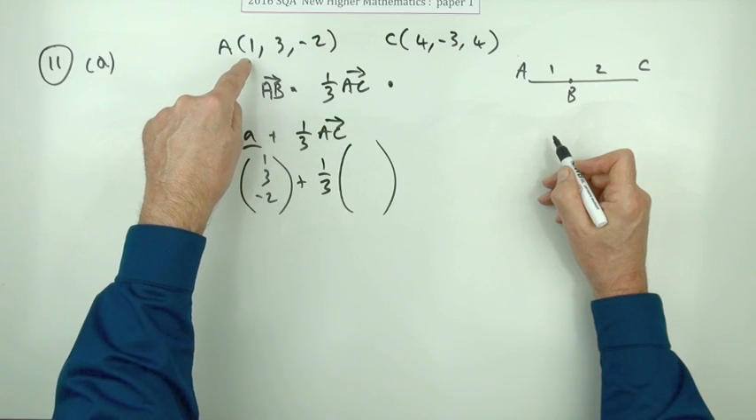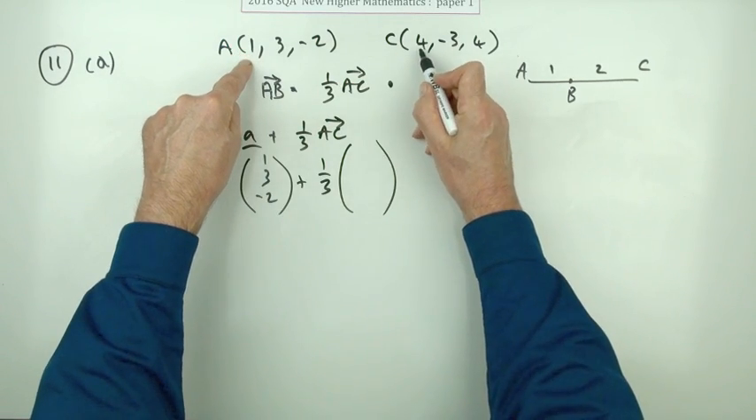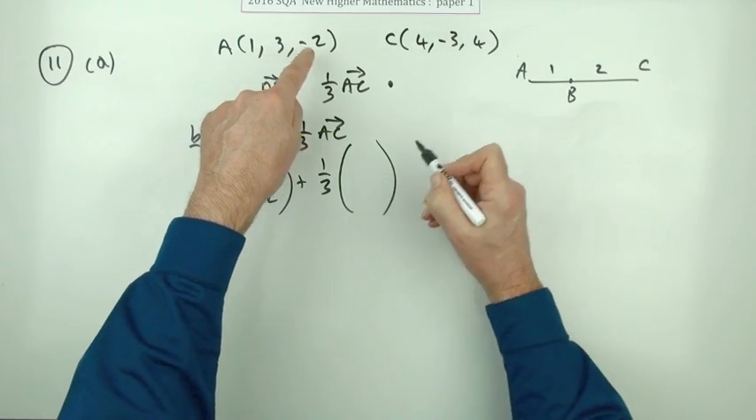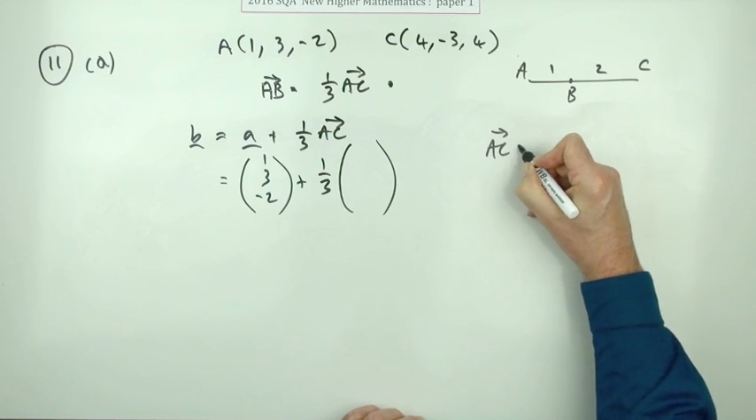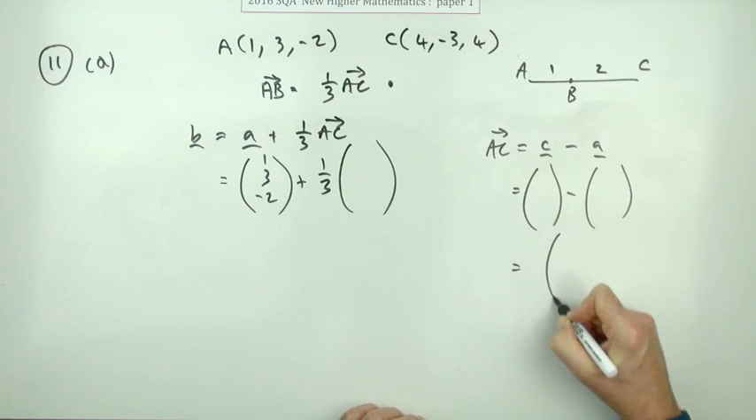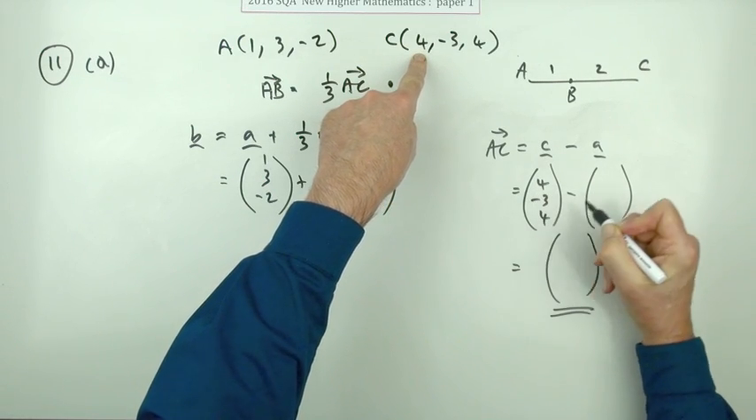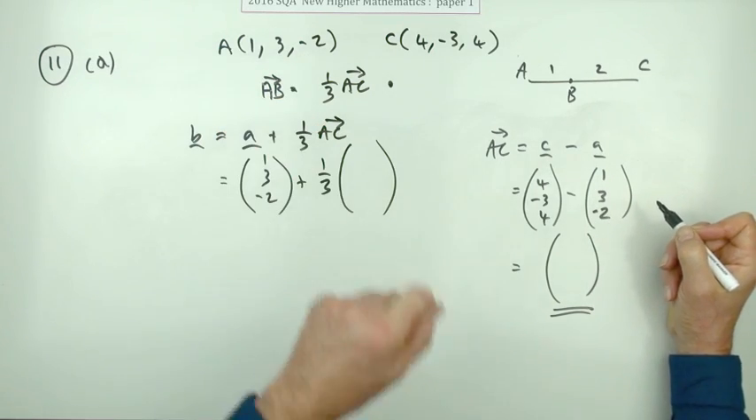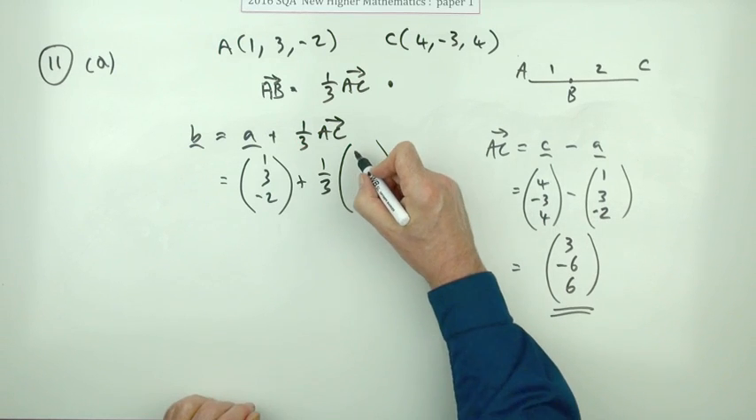Of course that's just what you did when you said, well, 1 to 4 is 3. There's no reason why you can't just do that. From 1 to 4 is 3 forward, from 3 to -3 is 6 backwards, and from -2 to 4 is 6 forward. However, if you wish, you can spell it out at the side. It just takes a bit more time. So you've got 4, -3, 4, take away 1, 3, -2. So that'll be 3, -6, 6. You can do that anyway.